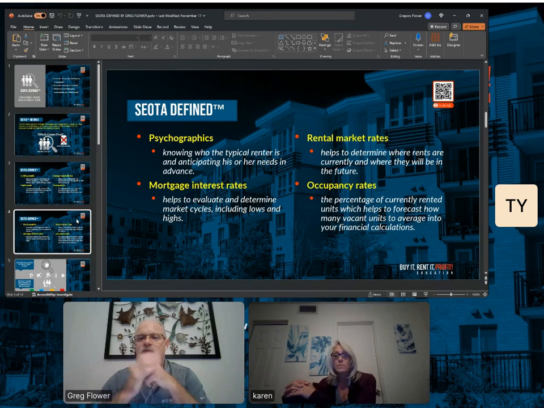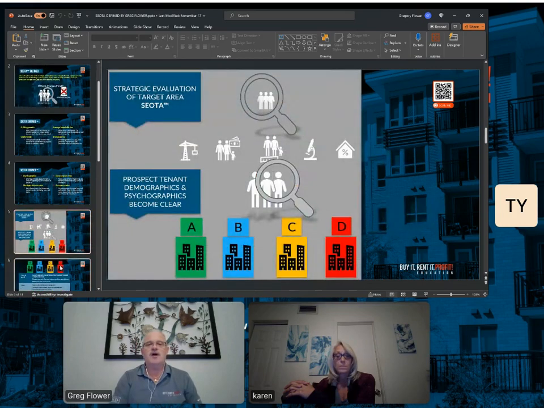Occupation rate we spoke about. Rental market rates. What are the rents? Are they on the rise? Are they on the decline? Everything like that. These are the things you want to look at during your SEOTA process.